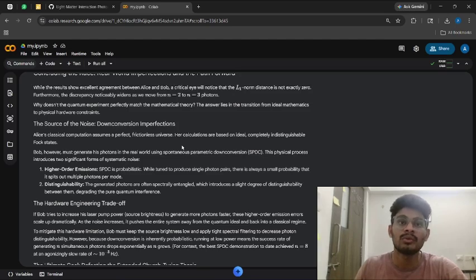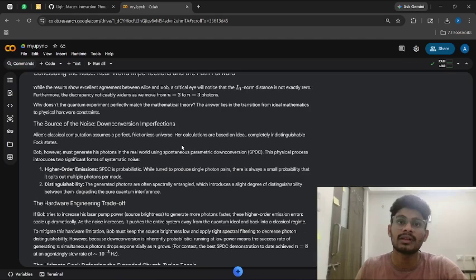Now let me move to the final part of the section, which is about imperfections and the path forward. A careful reader will immediately notice that the agreement is not perfect. The L1 distance is not zero, and it gets worse as we go from 2 photons to 3 photons. So the obvious question is, if Alice's theory is correct, why doesn't Bob match it exactly?